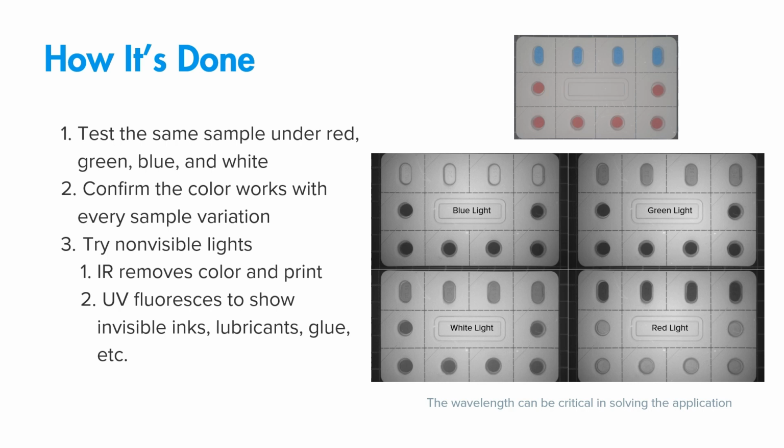Other things to try when it comes to wavelength is to try the non-visible lights. IR is convenient because it removes color and print in a lot of scenarios. So if you're trying to make everything look gray in the same color gray, IR light is best. And UV is useful because it fluoresces, so it shows invisible inks, lubricants, glue, but sometimes it fluoresces things we don't necessarily expect it to fluoresce.